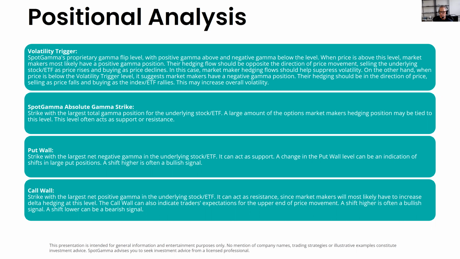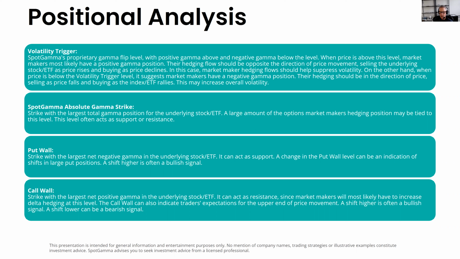And then the call wall is the strike with the largest net positive gamma, and it can act as resistance, since market makers will most likely have to increase delta hedging at that level. It can also indicate traders' expectations for the upper end of price movement, and a shift higher is often a bullish signal, and a shift lower can be a bearish signal.